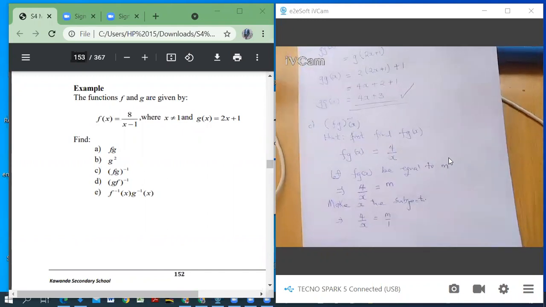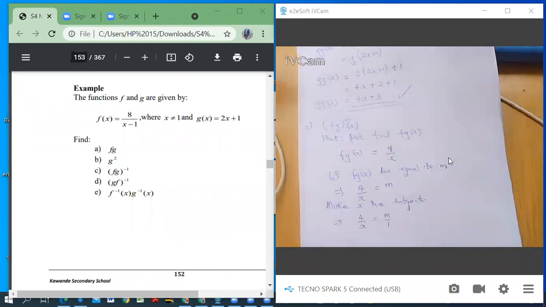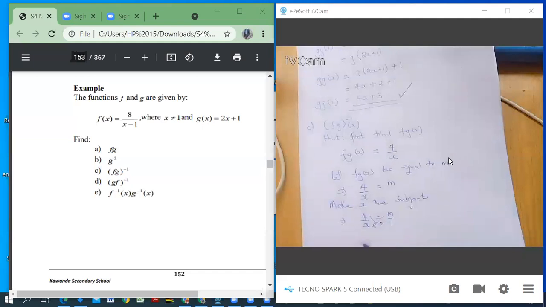We said when we want to make anything a subject, it must be on the left hand side. So the x that we wanted is already on the left. But it is a rational, a fraction, so we have to cross multiply. Don't put the cross multiplication sign in your book, just know that you are cross multiplying. So when we cross multiply, what do we get? x times m, we get xm.